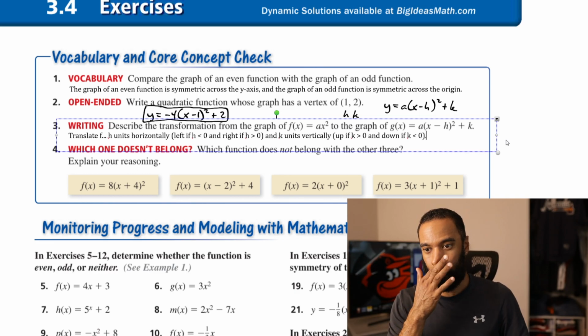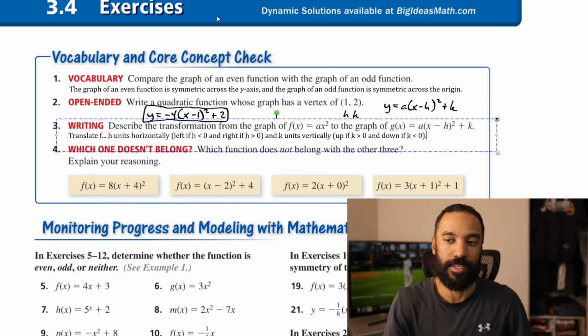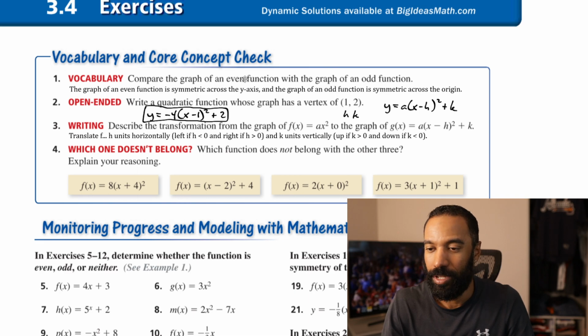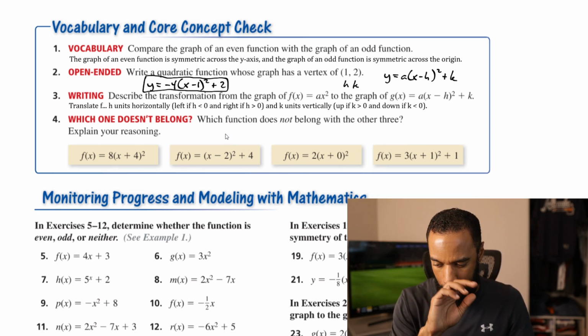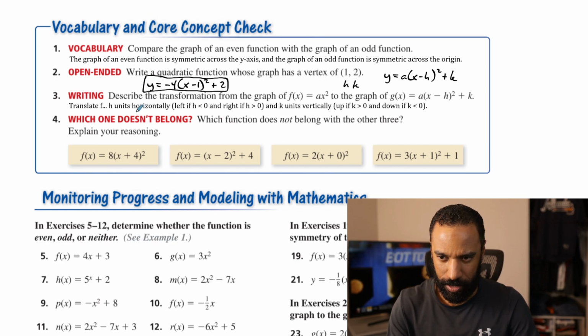The axis of symmetry is at x equals h instead of x equals 0. The minimum or maximum is at k instead of 0. Those kinds of things, but that comes with the transformation itself. They said describe the transformation, so I think that's it.